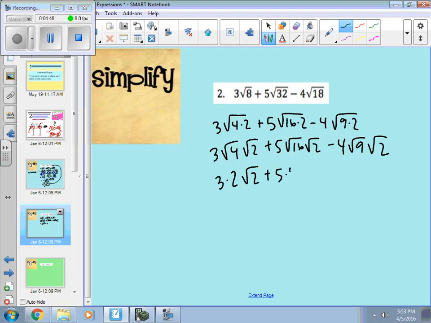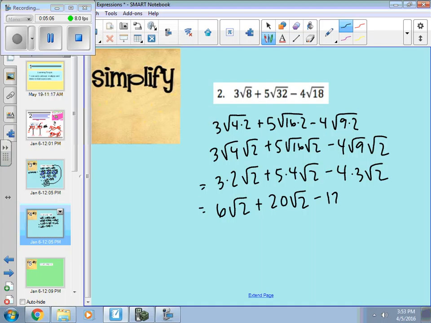Square root of 16 is 4. And square root of 9 is 3. And then we want to multiply first here, so we can multiply our numbers together. We get 6 square roots of 2 plus 20 square roots of 2 minus 12 square roots of 2. Now you just want to add these numbers up.